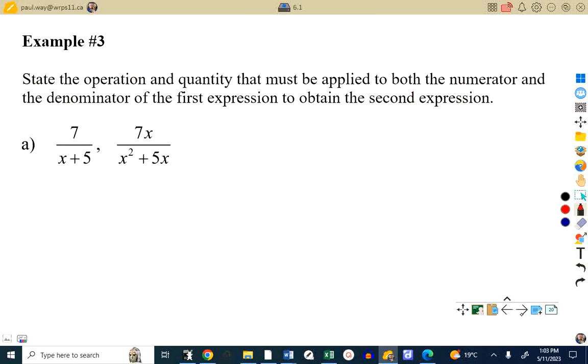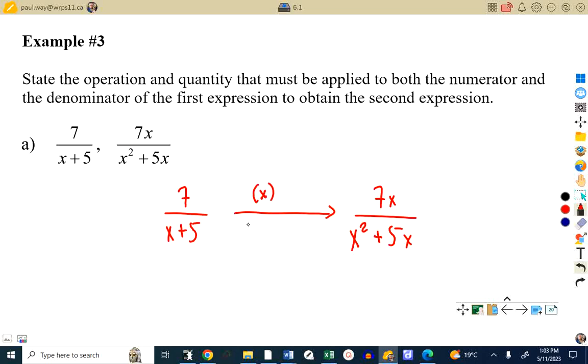All right, take a look at example 3. What is happening to the first rational expression to turn it into the second rational expression? Who can tell me? Paige. It's being multiplied by x. Like an x is being multiplied. Right, on the top and the bottom. So we're multiplying the top by x and the bottom by x.